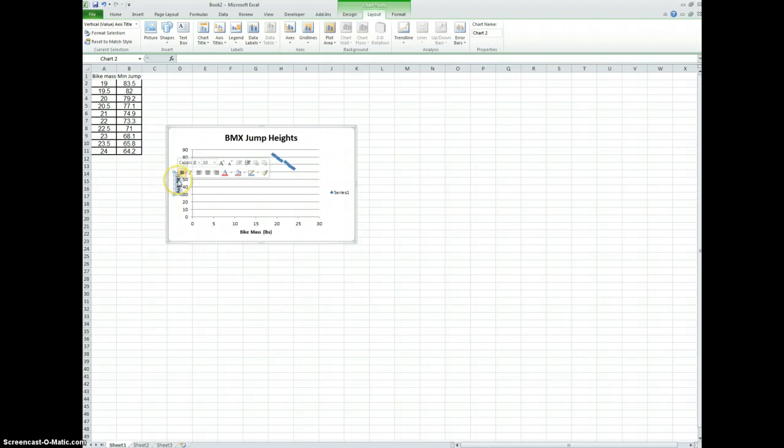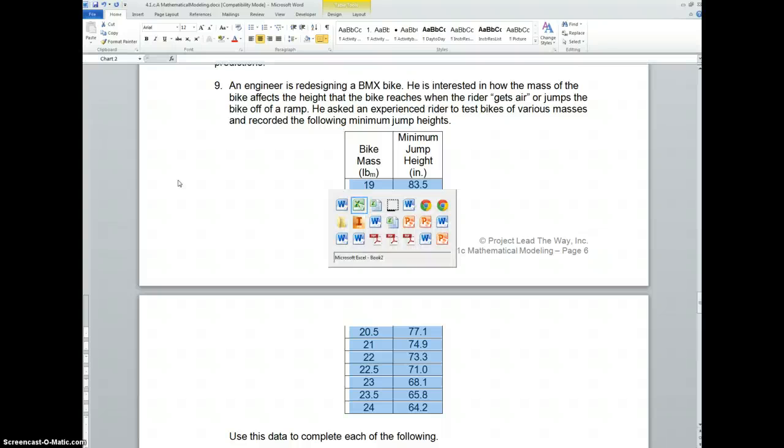We want the y-axis, the vertical axis, rotated. And if we triple click on this, we can type in minimum jump height, and this is in, what is this in? Inches. Okay, so now our graphs have labels, we have units, we have a title. This series 1 thing doesn't make a whole lot of sense, but that's okay, we can leave that there. So we have all of this.